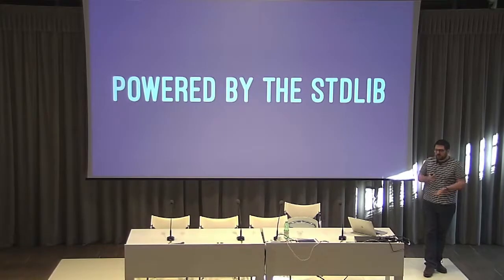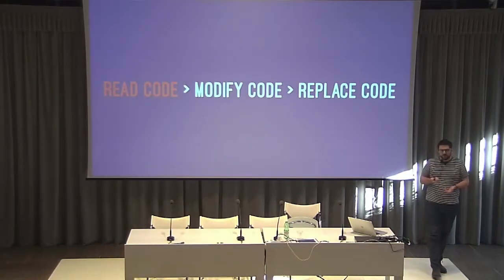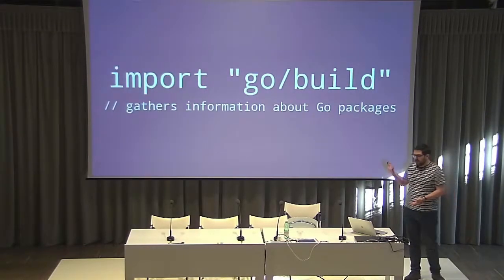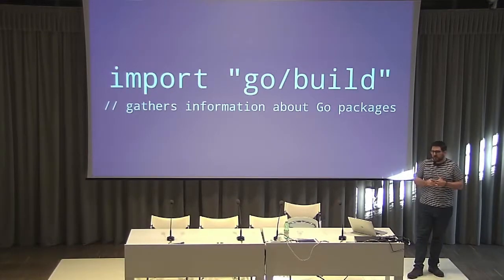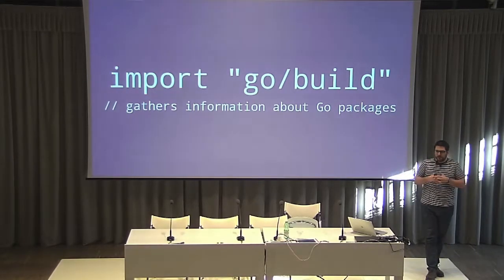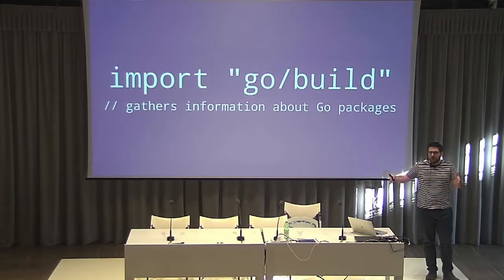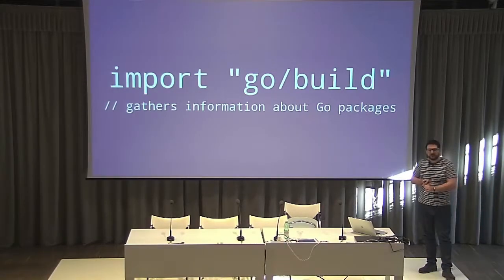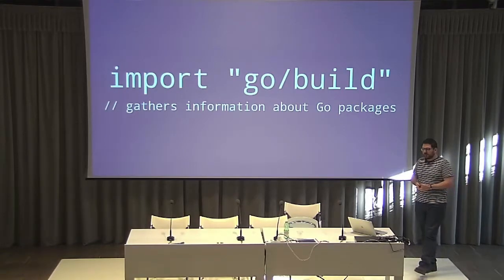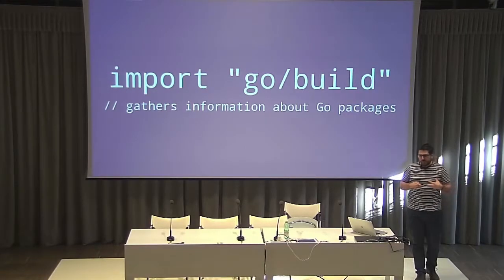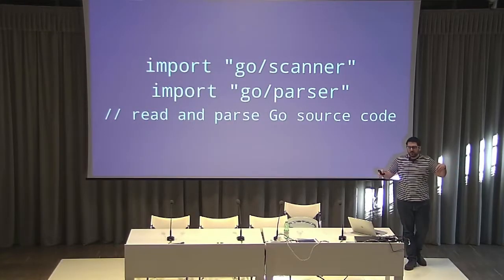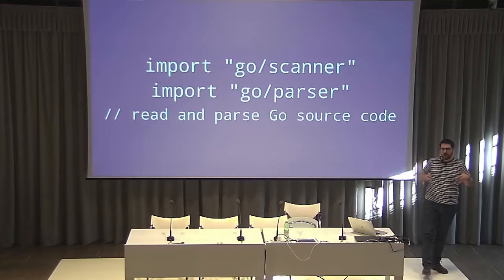And all of this is powered by the standard library. So when you're reading the code, Fatih did a great talk yesterday around this topic. When reading the code, you can use Go build. Go build is a package in the standard library where you say, hey, give me information about this package path. And then it's going to tell you, well, this package path is in this part of the disk. These are the different files that you have. These are the different test files. These are the different dependencies and things like that. So you can gather information from a package. Then you can say, okay, I have all these files that Go build told me about, so I can scan and parse those and read all that code.